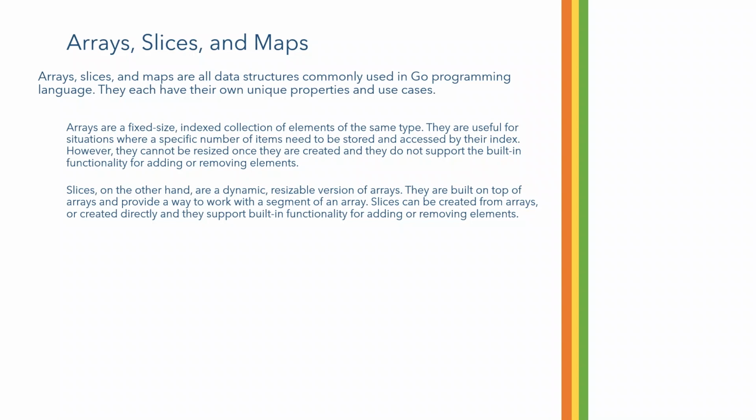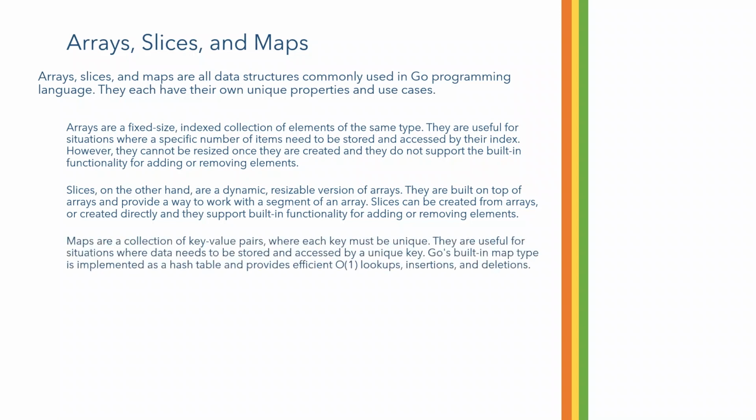Slices, on the other hand, are a dynamic, resizable version of arrays. They are built on top of arrays and provide a way to work with a segment of an array. Slices can be created from arrays or created directly, and they support built-in functionality for adding and removing elements. Maps are collections of key value pairs, where keys must be unique. They are useful in situations where data needs to be stored and accessed by a unique key.